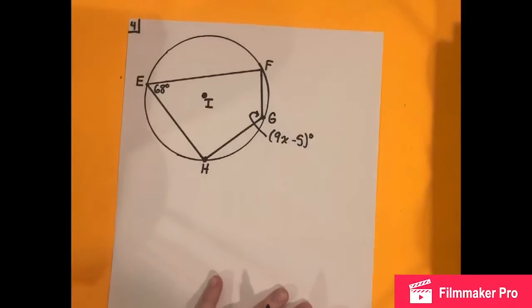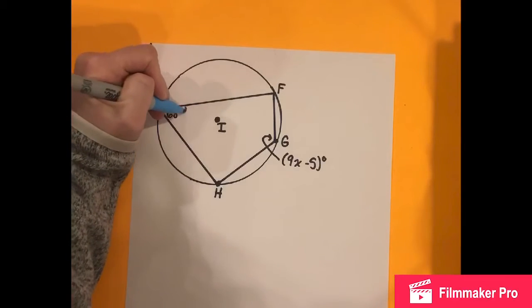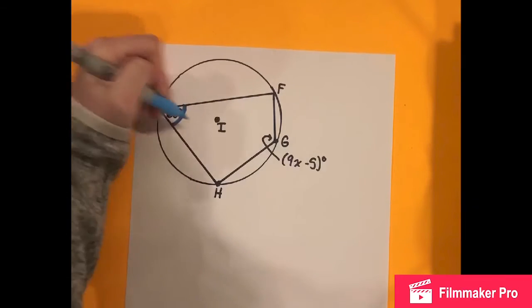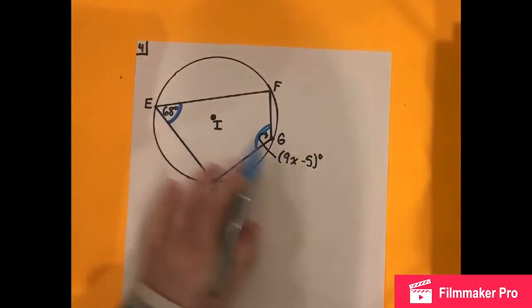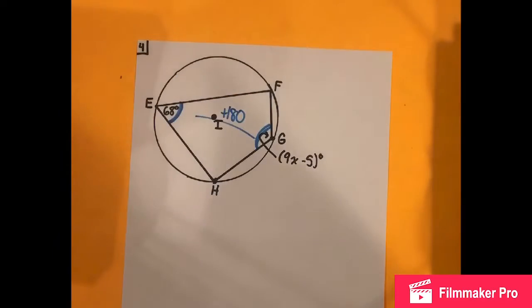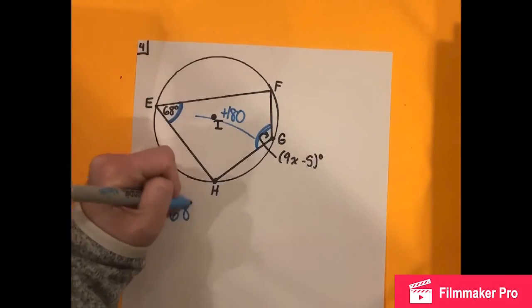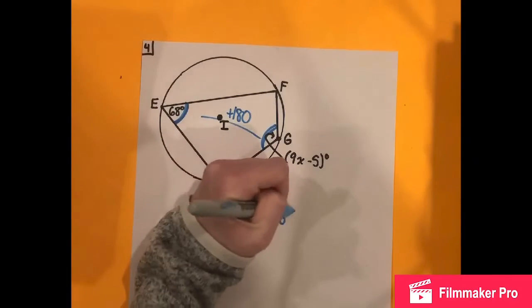We get a little bit easier actually on these next ones. It's just adding algebra in it. But they end up giving us, for example, this angle and the one across from it. So what do we actually know about the two? They add up to 180. They're supplementary. So I have 68 plus 9x minus 5 equals 180.